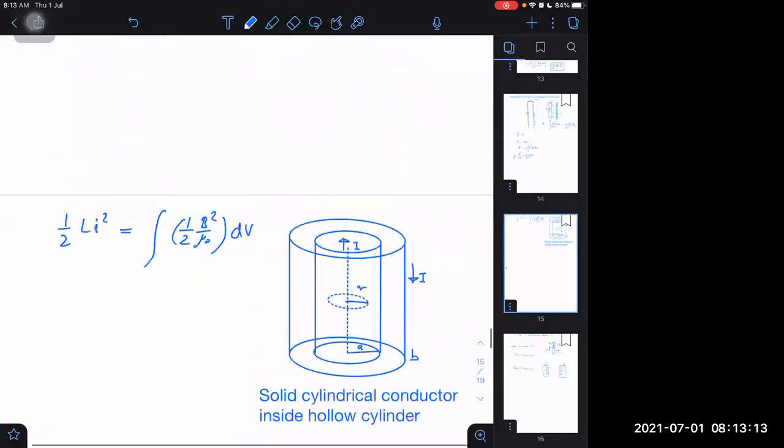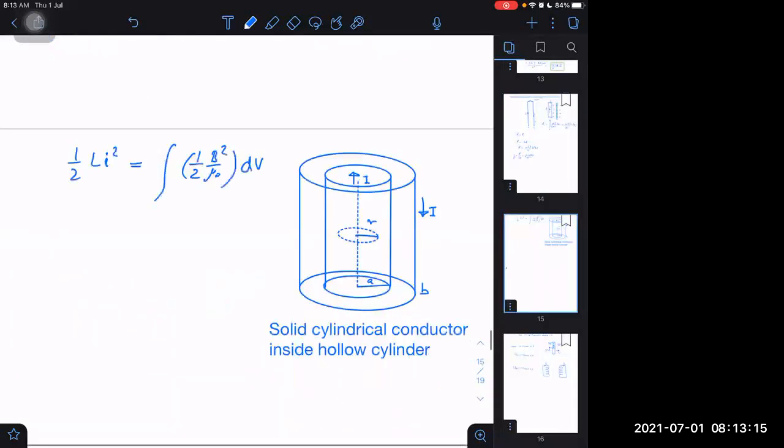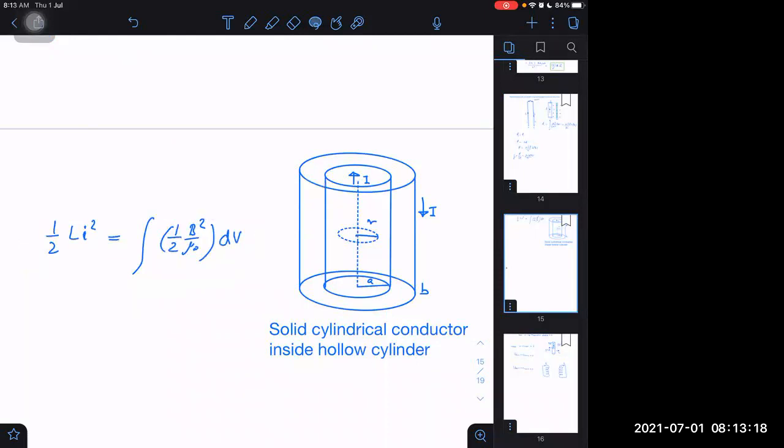Have you written the question here? The question is to determine the self-inductance of a coaxial cable. There are two kinds of coaxial cables. Last time also I took a coaxial cable, but that time I was taking the inner one as hollow. Here I am taking the inner one as solid.